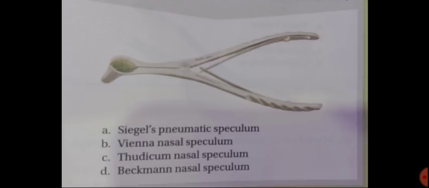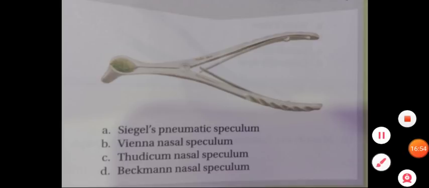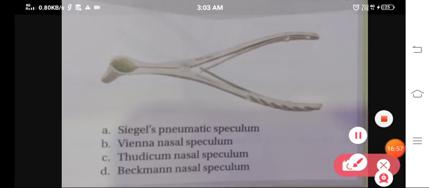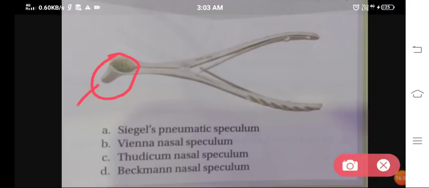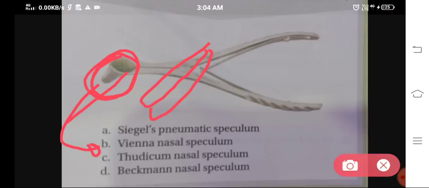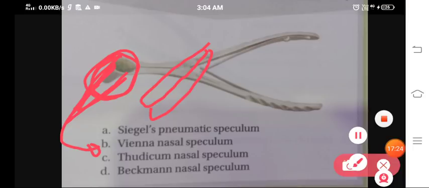Now tell me the name of this instrument. Whether it is a Vienna nasal speculum or a Killian's. Basically you should know how both look. This one is stout and short. So this is Vienna. They have also asked about Killian's. You can Google the Killian's. It is more elongated. Killian's has a more elongated prong. This one is small, while Killian's will have a longer blade. So Killian's nasal speculum and Vienna. This one was Vienna.